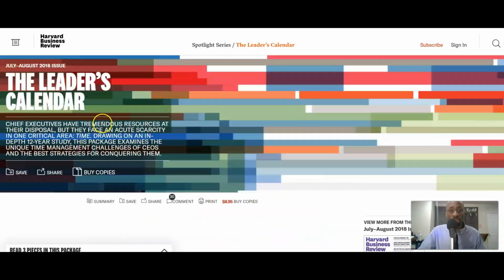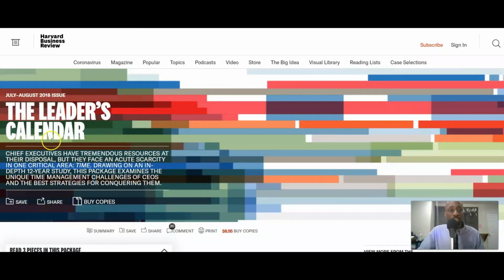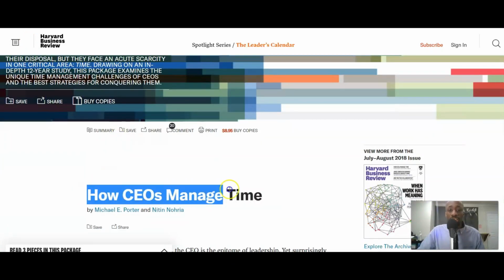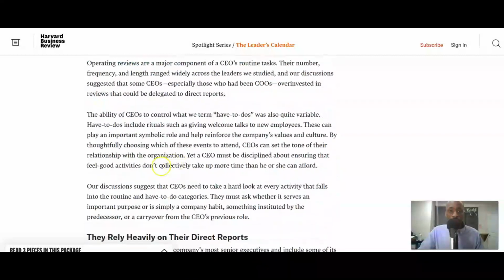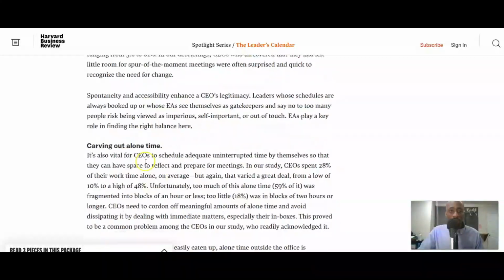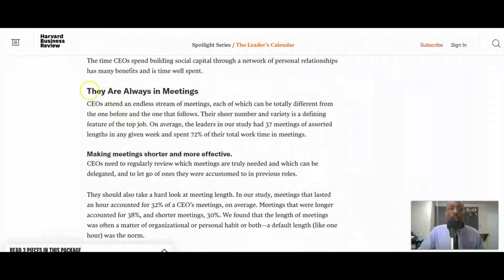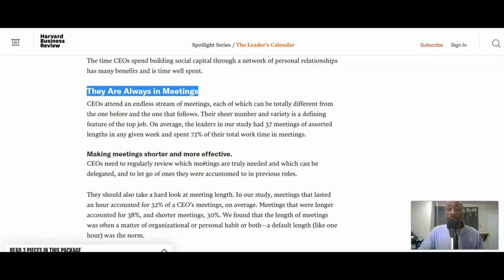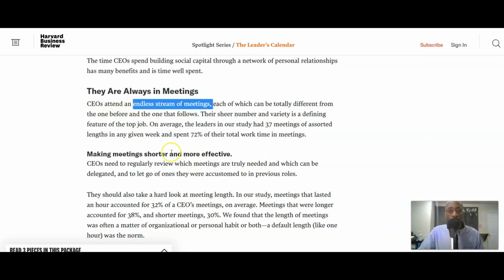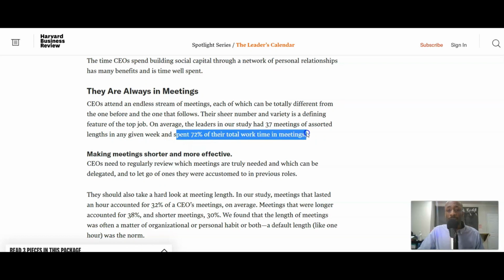There's a second article here. The Leader's Calendar, again, by HBR. The title is How CEOs Manage Their Time. And I want to skip down to one particular part of this article. Here we are. They are always in meetings. CEOs attend an endless stream of meetings, and they spend 72% of their total work time in meetings. 70% of their work time is spent meeting with people. They already have a lot of meetings, right?